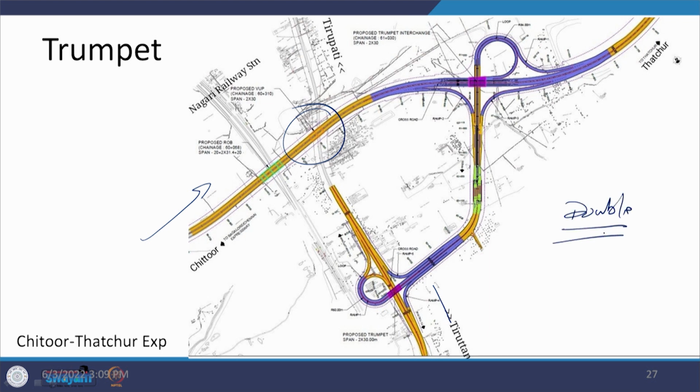So, this is a double trumpet. The traffic which is coming from here goes and then gets in this form, or there is traffic which is coming from here, goes in this direction, there is traffic which comes in this direction, there is traffic which goes into this direction, and the traffic is also going straight in either of the directions. So, likewise all types of movements have been provided when we are looking at this design.